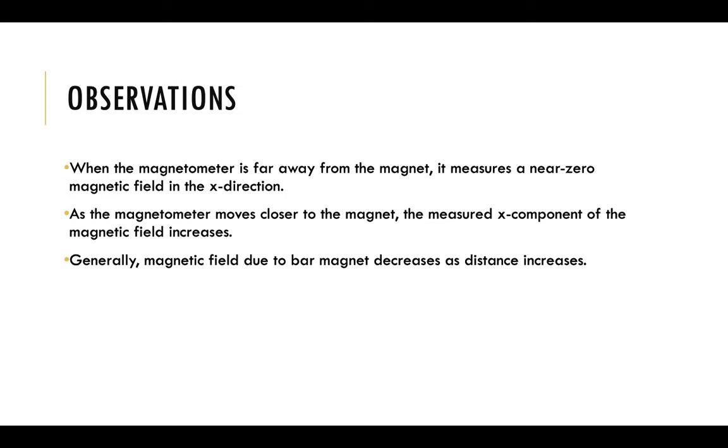Observations. When the magnetometer is far away from the magnet, it measures a near zero magnetic field in the x direction. As the magnetometer moves closer to the magnet, the measured x component of the magnetic field increases. Generally, the magnetic field due to the bar magnet decreases as distance increases.